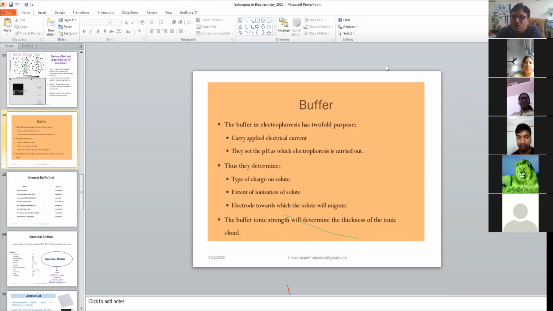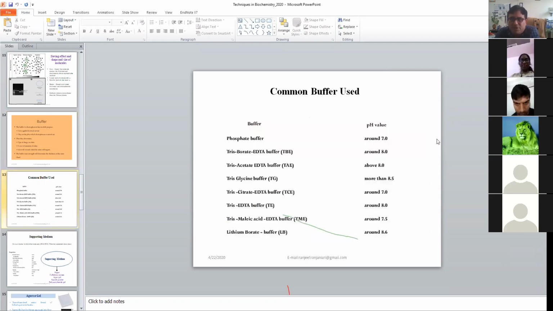Is it clear? So in the case of electrophoresis systems also, we have a big list of common buffers. I'll show you some of them. Here you can see we have a phosphate buffer, a tris borate buffer, an acetate buffer, a tris glycine buffer, which is most commonly used, and a tris EDTA buffer, which is basically used for your DNA. We have a tris malic acid buffer and a lithium borate buffer, which are not commonly used.